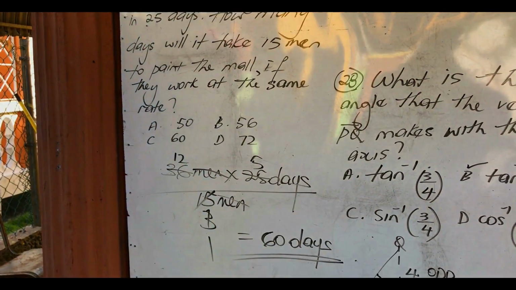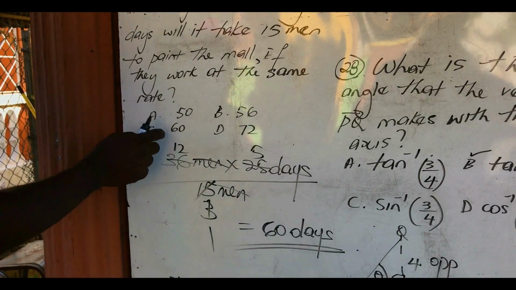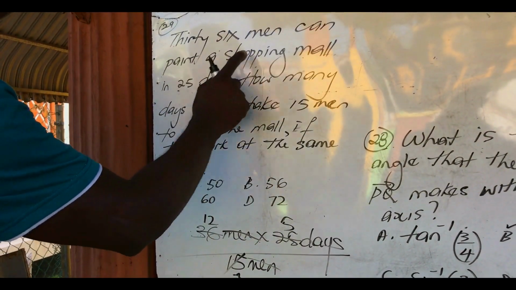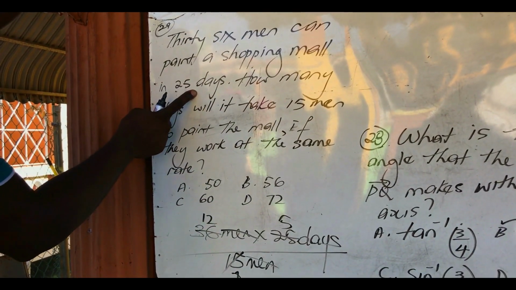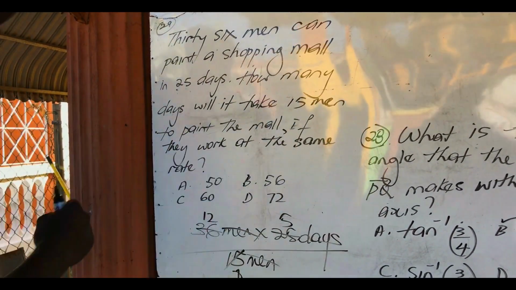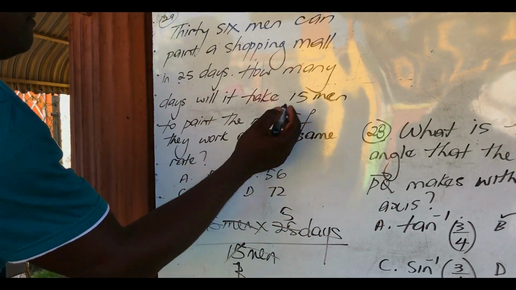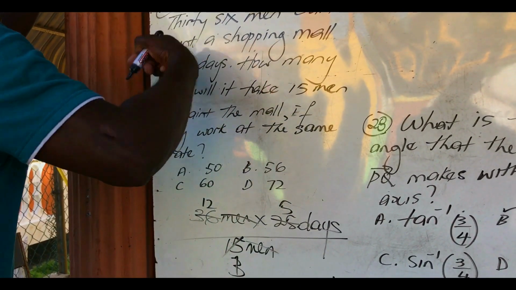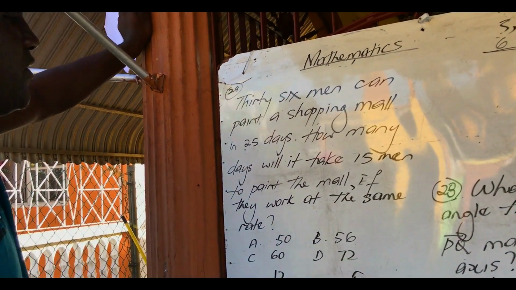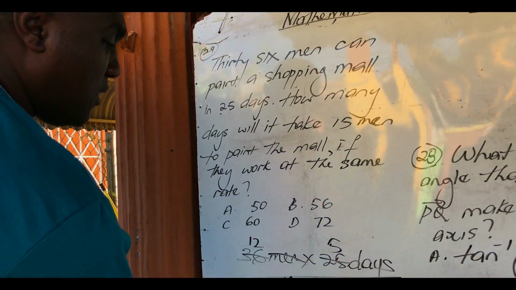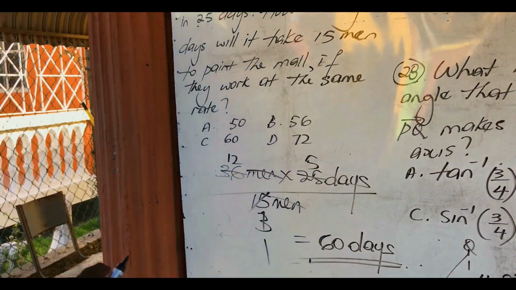Now let us look at the logic of this. So you would circle 60. The logic is: 36 men can paint a shopping mall in 25 days. How many days will it take 15 men? So the 15 men clearly must take more days than what the 36 men would actually do. So our answer here is 60 days.